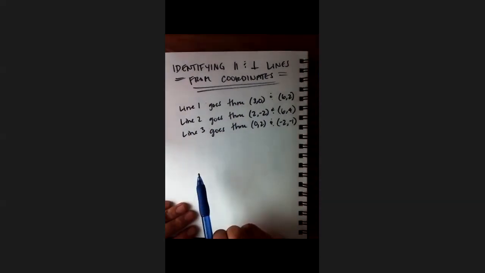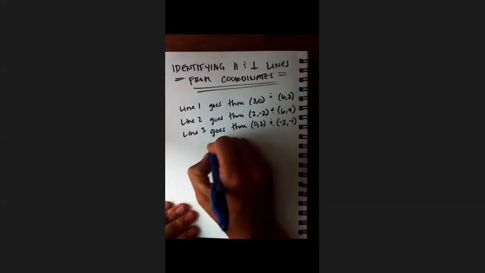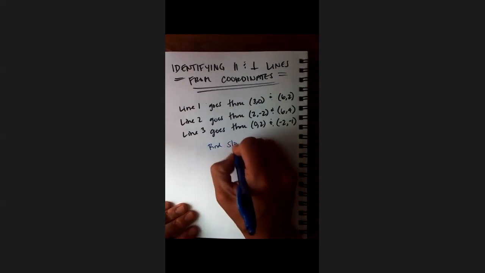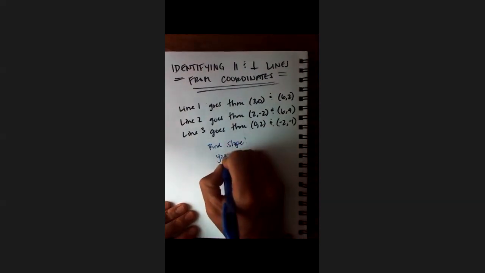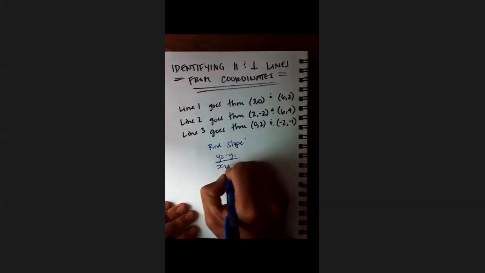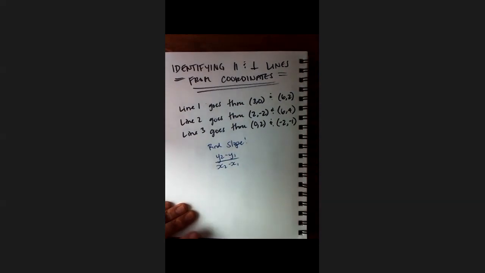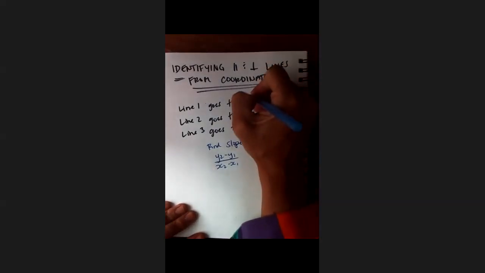And what we're going to want to do first is find the slopes of these coordinates in order to identify whether they're parallel or perpendicular to each other. So when we find the slope, you do y2 minus y1 over x2 minus x1, and that will equal your m, or your slope. So let's go ahead and do this for every line.